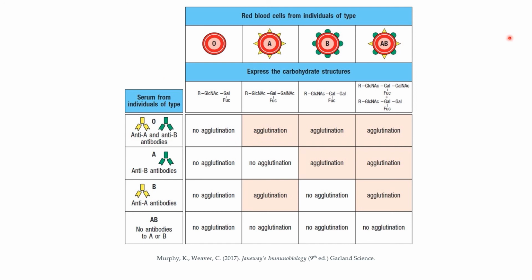Now, ABO grouping is not the only thing that matters immunologically. We also look at patients' rhesus type. That's R-H-E-S-U-S, rhesus. This matters, for instance, if you're a woman who has rhesus negative and your husband has rhesus positive, and then you get pregnant, and your first baby gets the rhesus antigen from your husband. Your baby has rhesus positive blood.